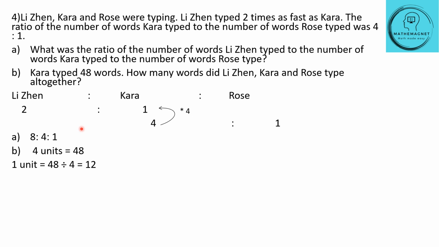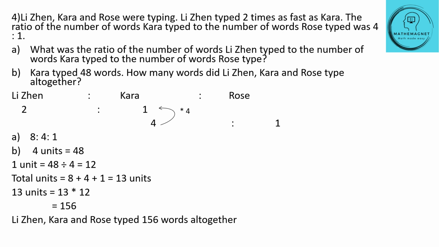Now the question is how many words did all three type together? We know from question A the ratio for all three is 8:4:1, which means the number of units will be 8 plus 4 plus 1, which is equal to 13 units. Now 13 units, we know the value of 1 unit is 12. 13 units will be 13 times 12, which is equal to 156 words. So Leeson, Kara and Rose typed 156 words altogether.